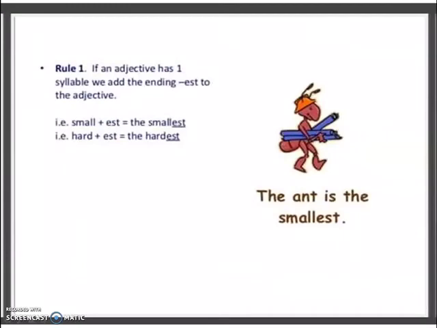Rule number 1. If an adjective has one syllable, we add the ending est to the adjective. For example, small, one syllable, hard, also one syllable. We are going to use the article the before the superlative adjective and then add est. As you can see, the ant is the smallest. We can't say the ant is the smaller, the.